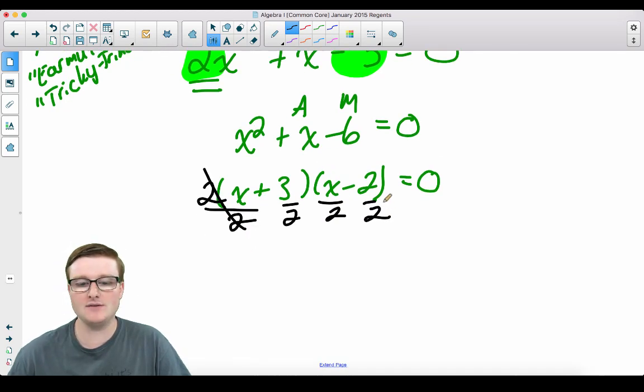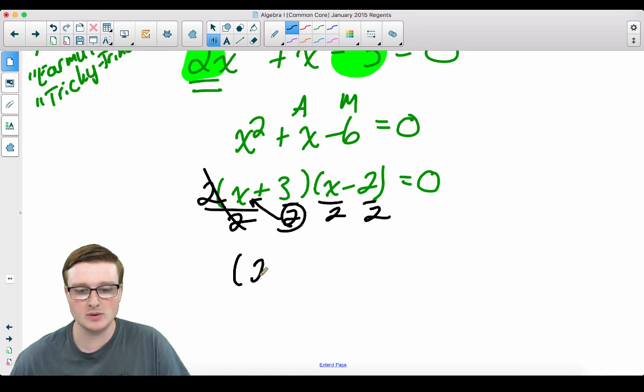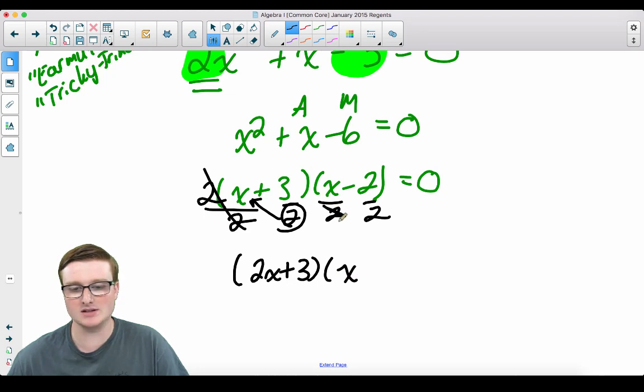Now, whatever you have left over that cannot be simplified properly, you move up front. For example, 3/2 can't be simplified into a clean number, so that 2 moves up front. So we get 2x plus 3, and then we get x. Oh, that 2 cancels as well. And negative 2 over 2 is just negative 1 equals 0.